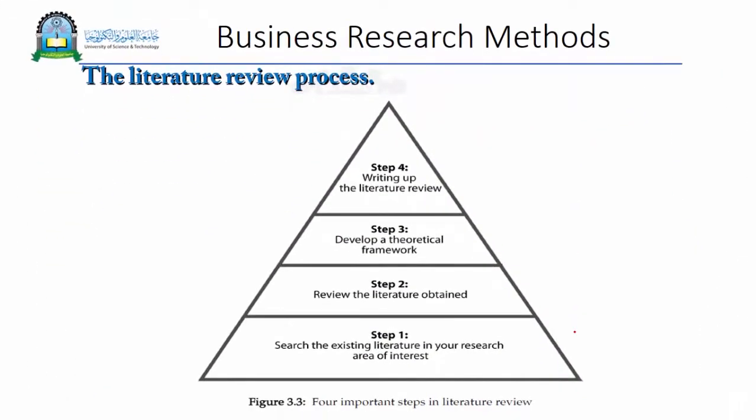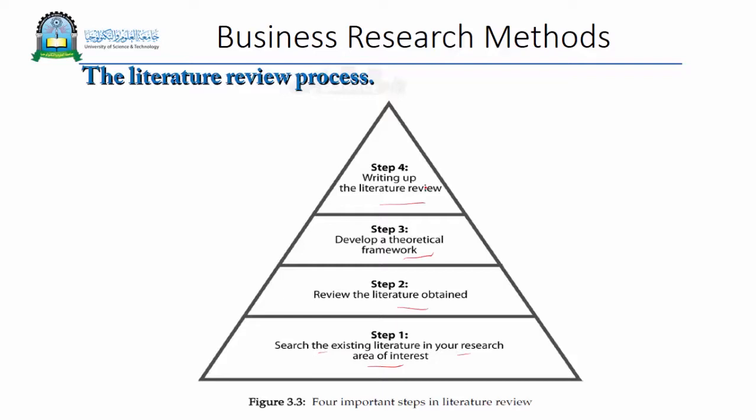The literature review process is going to be followed or divided in 4 steps. The first step is search the existing literature in your research area of interest. The second, review the literature obtained. The third, develop the theoretical framework. And the last one is going to be the writing up of the literature review.